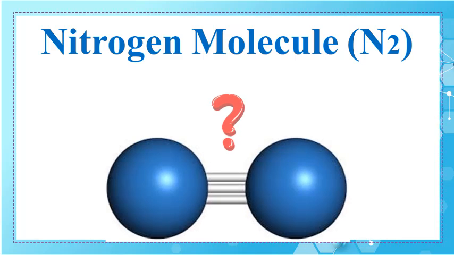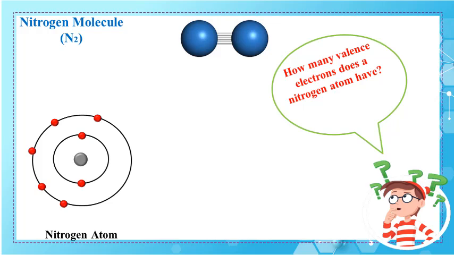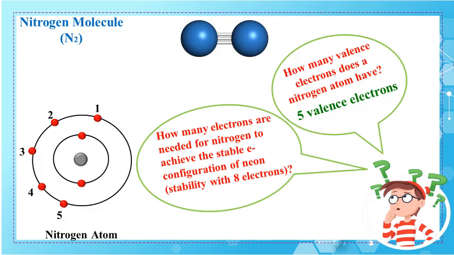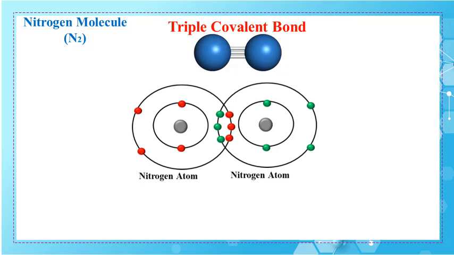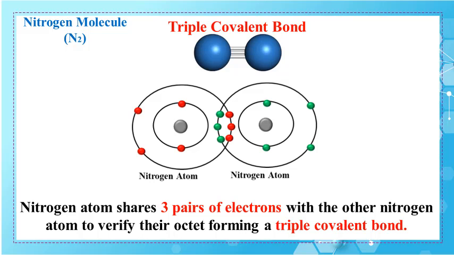Let us investigate the type of bond between the 2 nitrogen atoms in the nitrogen molecule N2. How many valence electrons does a nitrogen atom have? It has 1, 2, 3, 4, and 5 valence electrons on its valence shell. So how many electrons are needed for nitrogen to achieve the stable electron configuration of neon gas, which is the stability with 8 electrons? It needs 3 electrons. So nitrogen atom will share 3 pairs of electrons with the other nitrogen atom, forming a triple covalent bond.